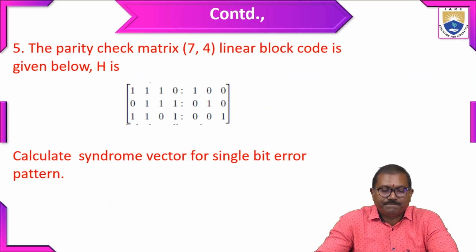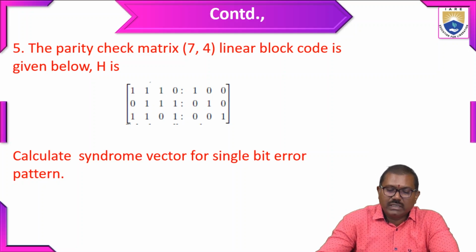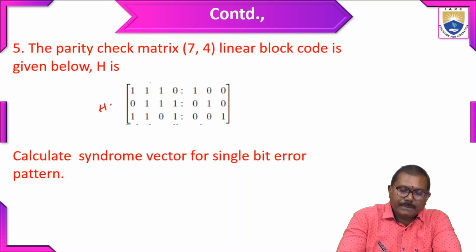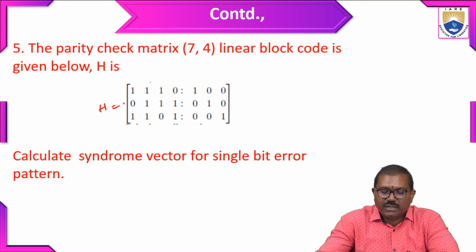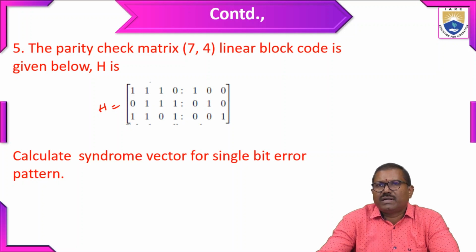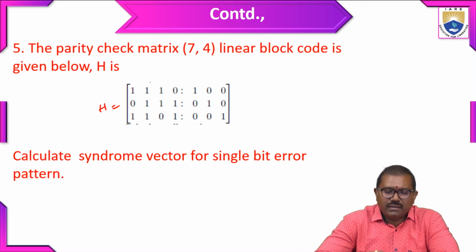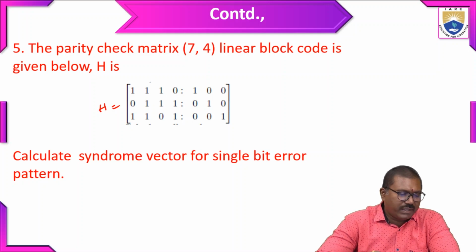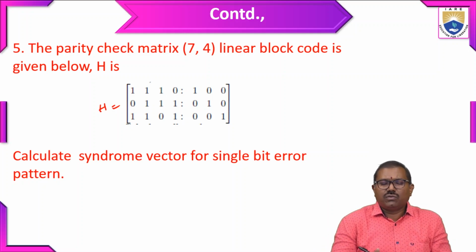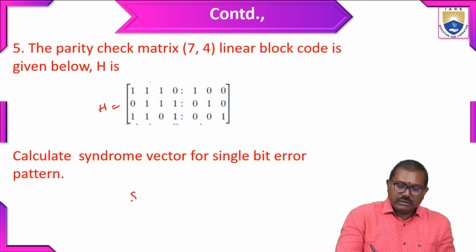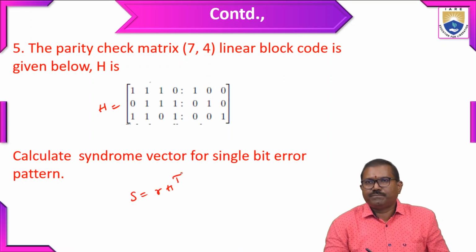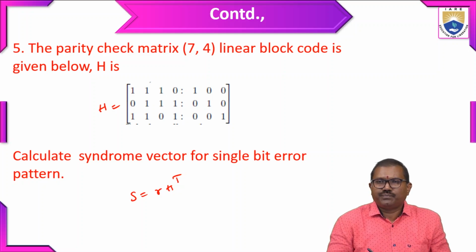So this is the fifth one. Here again H is given. The parity check matrix of the 7,4 linear block code is given below, and the H matrix is given. Here, calculate the syndrome vector for single bit error patterns. So here S equals R into H power T. Simply, you can find the syndrome.